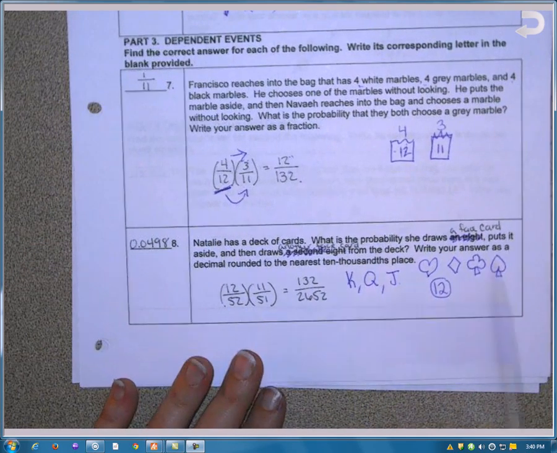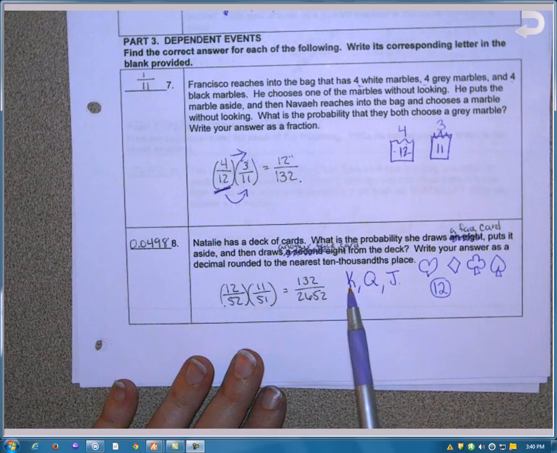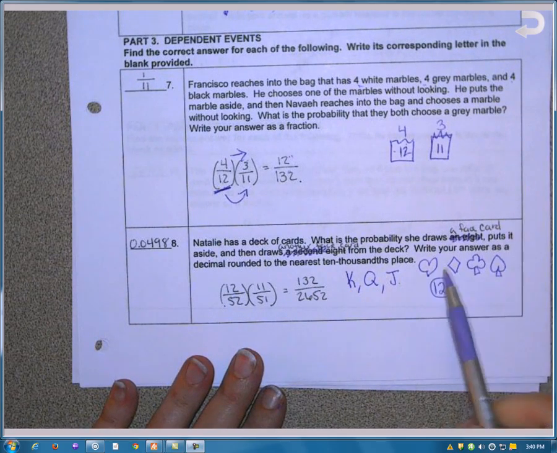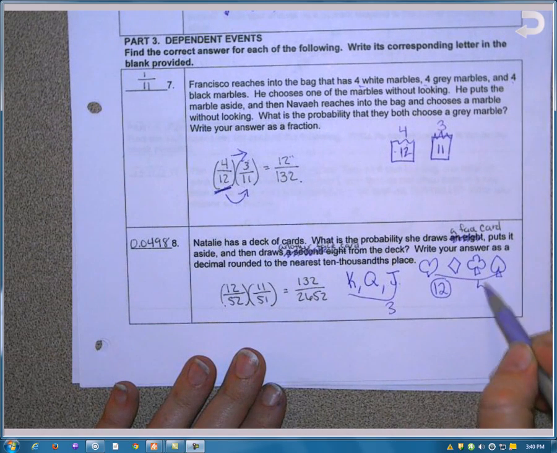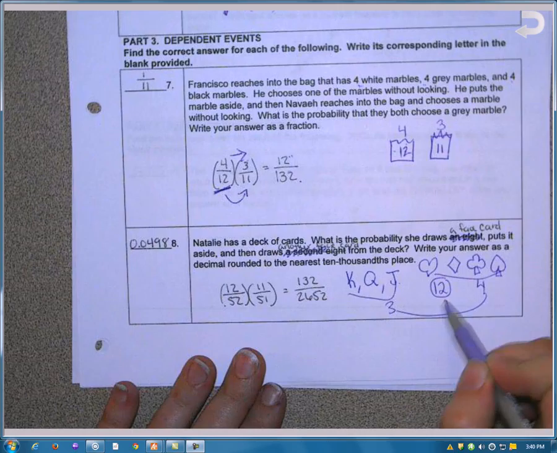All right, now face cards. Your face cards are kings, queens, and jacks. You have 4 different suits. So 3 times 4 is 12.